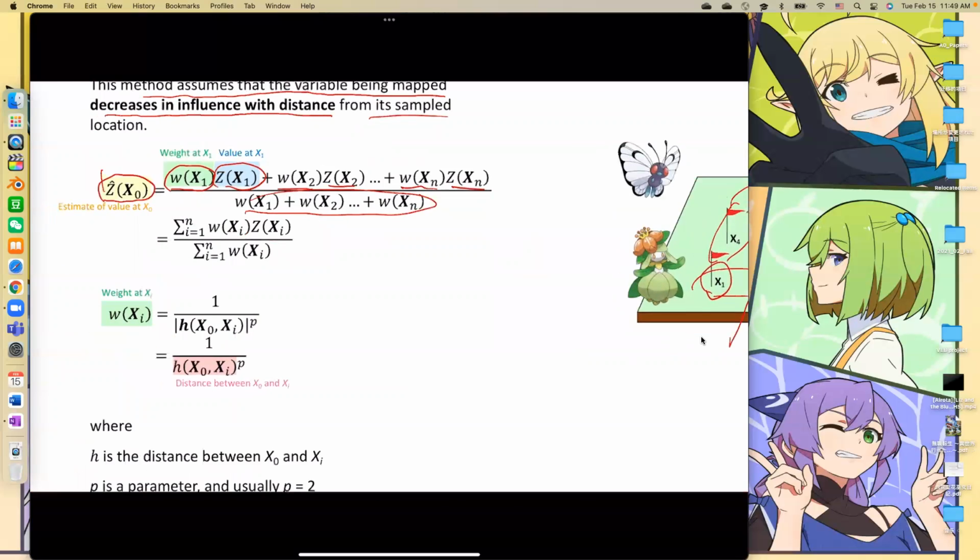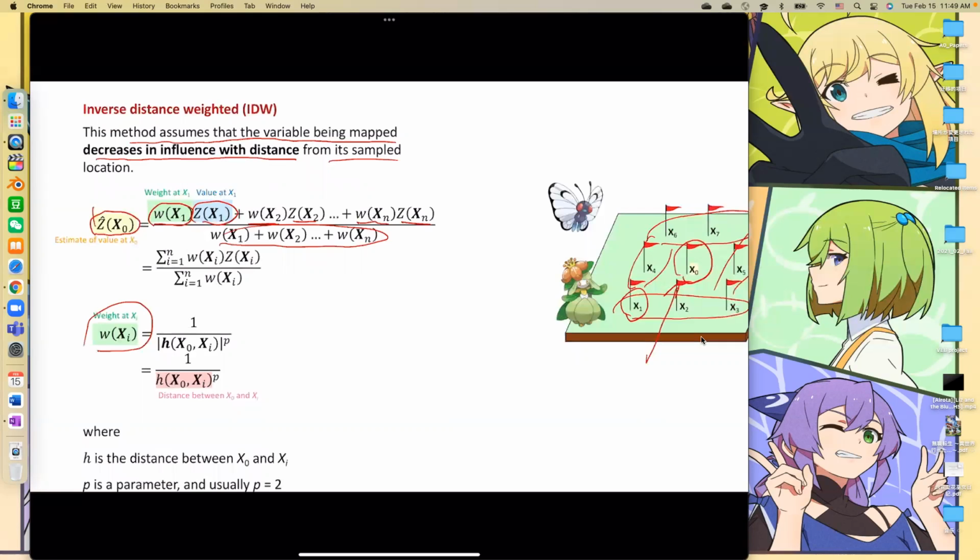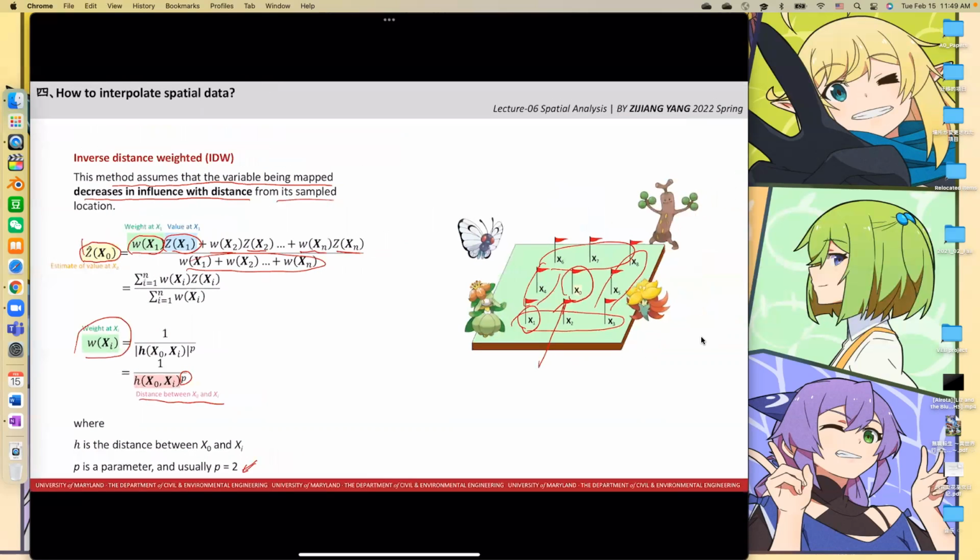But the point is that for the weight, we can use this relation. So H represents the distance between X and Xi. We know that for different points, the distance will be different. And we also have a P, which is a parameter. And in this one, the P usually equals 2. So by knowing the distance, by knowing the position of each sampling point, by knowing the P and knowing the Z value or the concentration at each point, then we can estimate the concentration of X0.